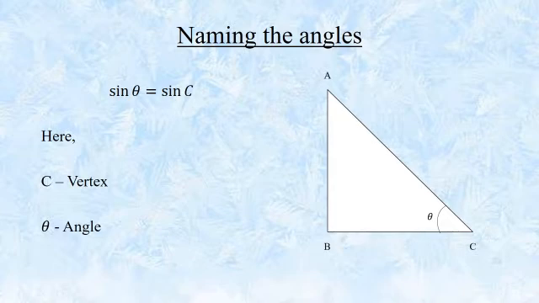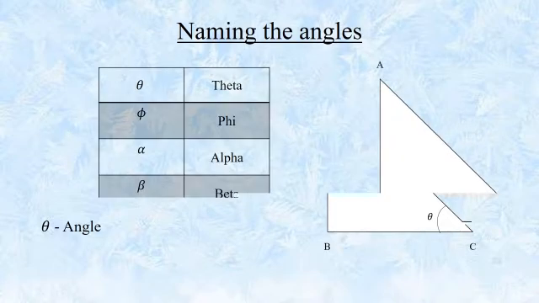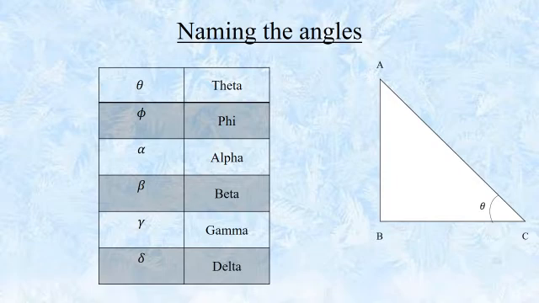And usually these angles are denoted by Greek letters. For example, in the same triangle ABC, angle C can also be denoted as angle theta. So, sin C and sin theta are the same. Here C will be the vertex, while theta exclusively is to denote the angle. Here are some of the Greek letters which are commonly used for denoting angles. Theta, phi, alpha, beta, gamma, delta.